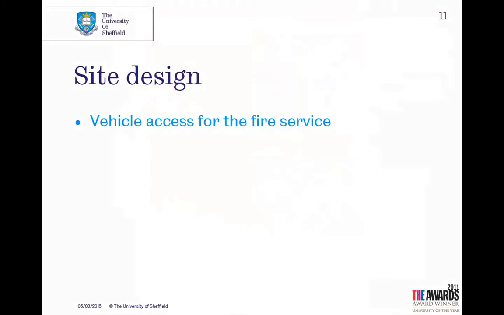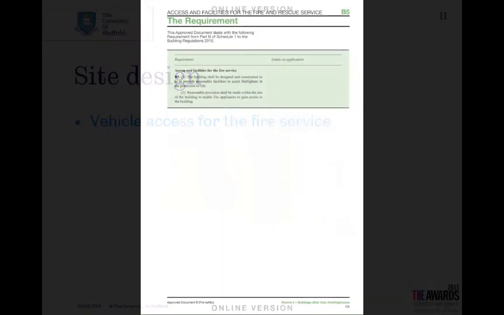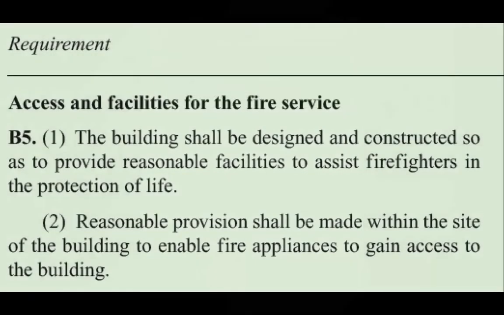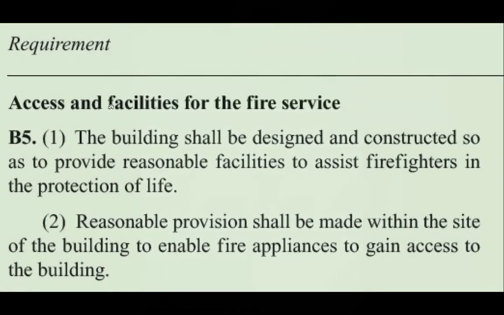So, we're going to move into some principles now. So if we start with the site, vehicle access for the fire service. So that's the page, that's the requirement, and that's what it says. And you'll notice in Part B that although you have lots and lots of pages, this is actually the regulation, these few lines. So for B5, this is what you need to do. The rest of it is guidance.